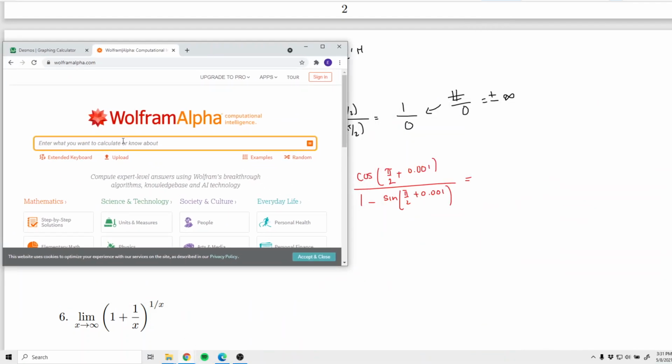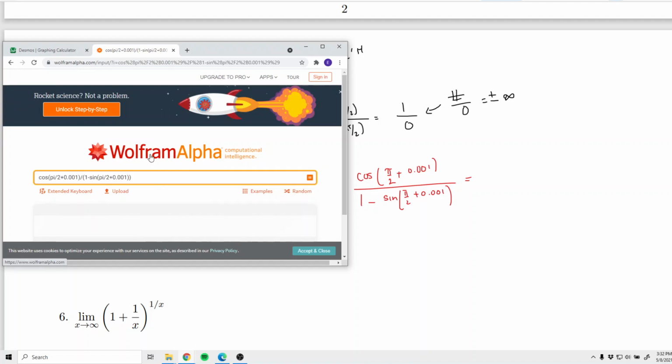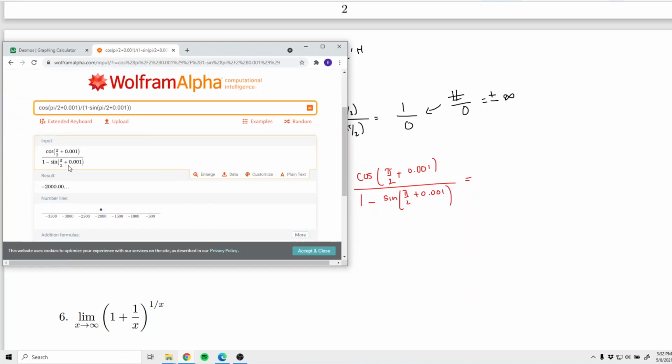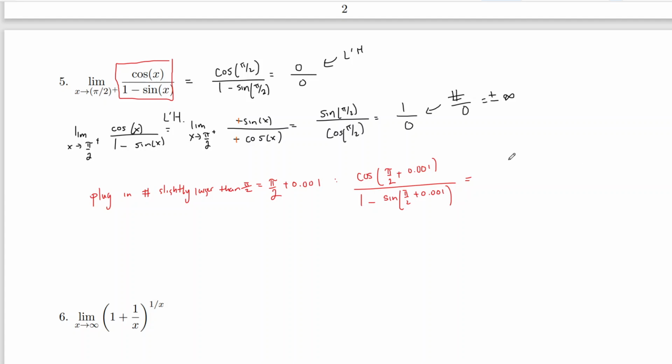All right, so let's see what we get. We get cosine of pi over 2 plus 0.001 divided by, parentheses because I have a minus in the division, 1 minus sine of pi over 2 plus 0.001. And we kind of saw the number there, but we can press enter and make sure we're doing it. And we did type it in correctly. It's basically negative 2000. That should probably convince you that this is negative infinity. All right, so this number is negative 2000-ish, which is telling us the limit is going to be negative infinity.